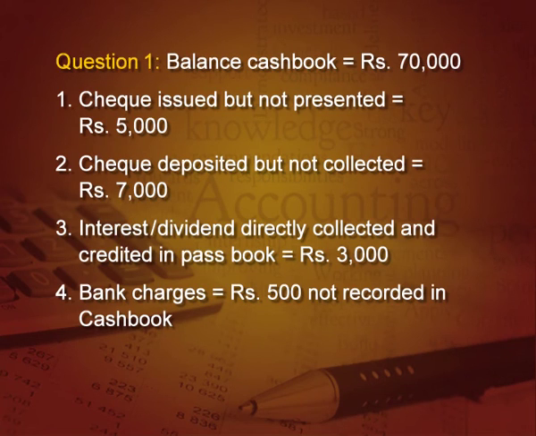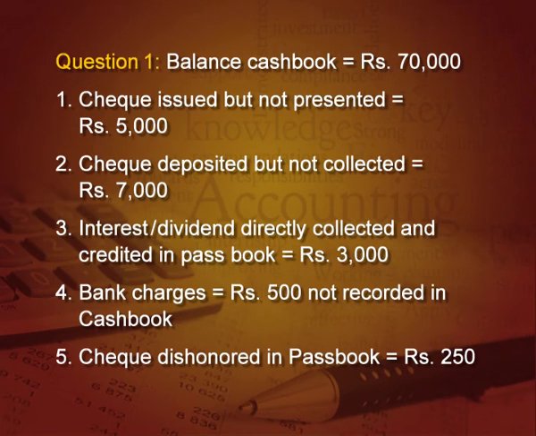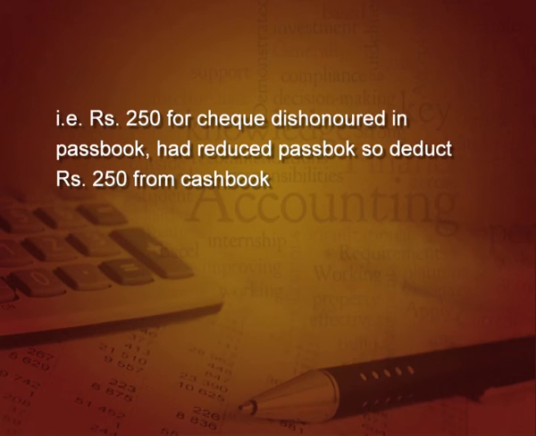Now, coming to the last one, that is rupees 250 for check dishonored in the passbook, had reduced the passbook, not the cash book. So, you reduce it from the cash book, that is deduct 250 from the cash book.